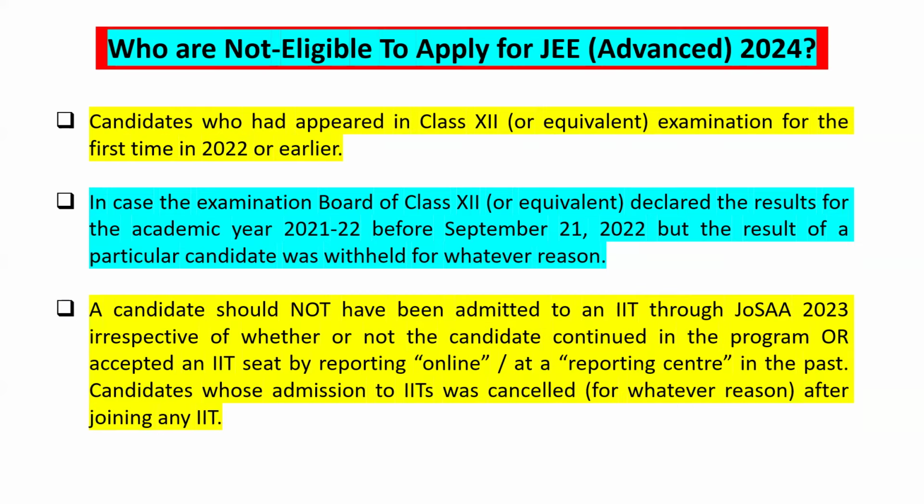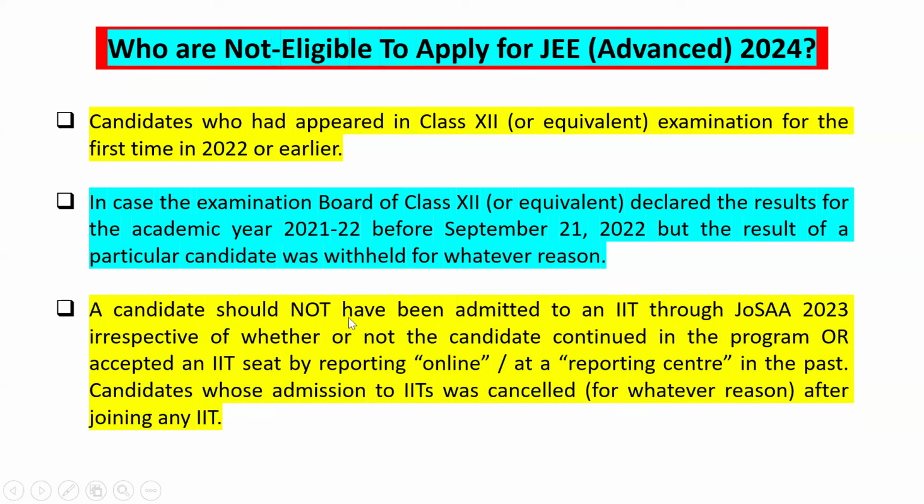Next, who is not eligible to apply for JEE Advanced 2024 examination. The first category is candidates who had appeared in class 12th standard or equivalent examination for the first time in 2022 or earlier. These kinds of students are not eligible to write this examination. Second category, in case the examination board of 12th standard or equivalent declared the results after the academic year 2021-22, but the result of a particular candidate was withheld for whatever reason. These kinds of students are also not eligible to write this examination.